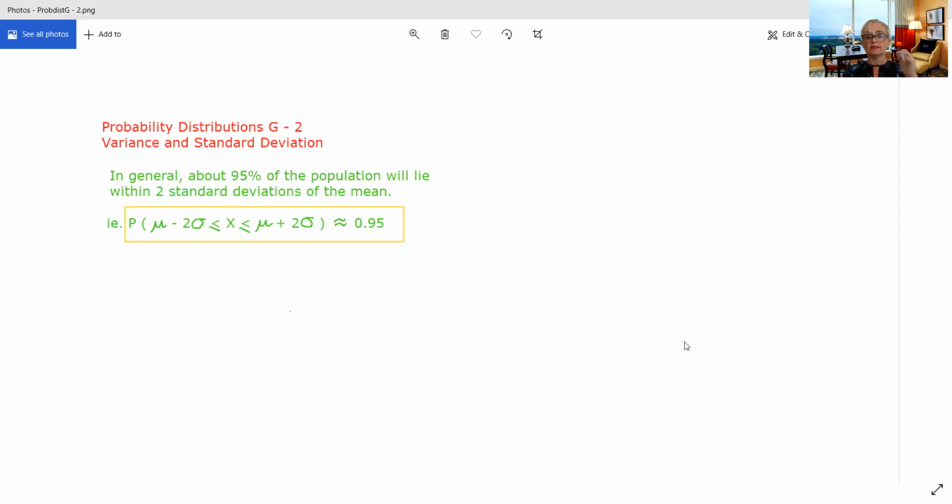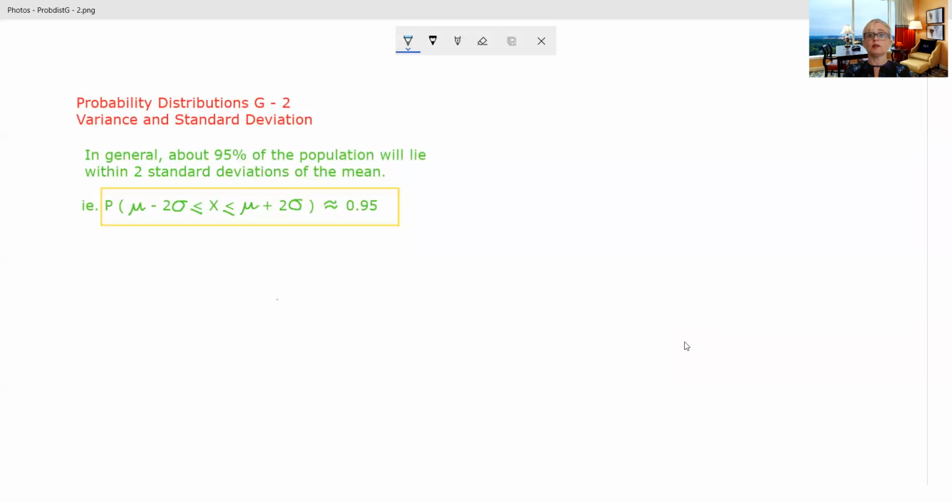We're now ready to start learning about measures of spread of a distribution. And before I teach you how to work out the variance and standard deviation, which are measures of spread, I just wanted to highlight an important fact that will become more obvious the further we go on. It's very interesting that pretty much whatever distribution you are talking about, approximately 95% of the population will sit between 2 standard deviations below the mean up to 2 standard deviations above the mean.